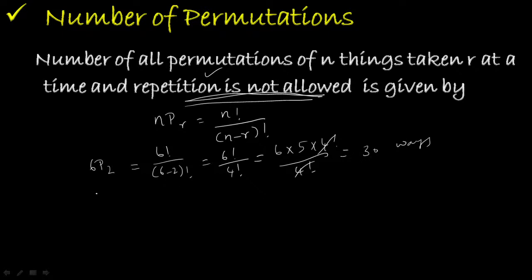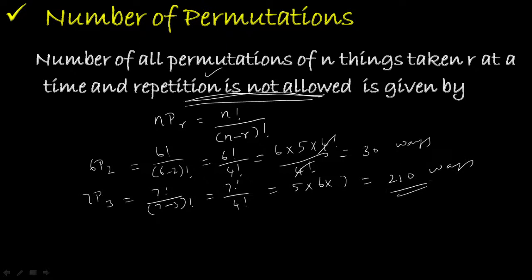Like that, suppose we are going to find 7P3. That is equal to 7 factorial divided by (7 minus 3) factorial, that is 7 factorial over 4 factorial. If you cancel the 4 factorial in the numerator and denominator, you get 5, 6, 7 only, which on simplifying gives 210. So we have 210 possibilities.